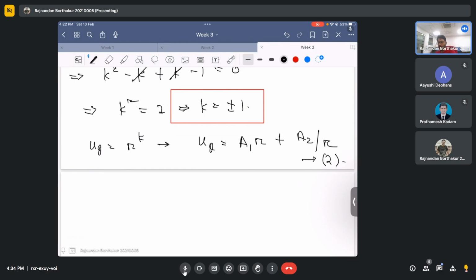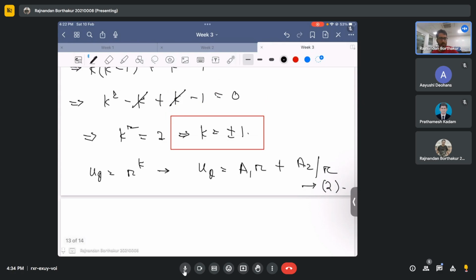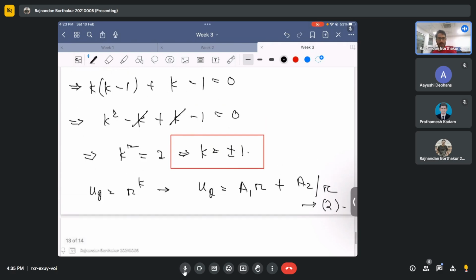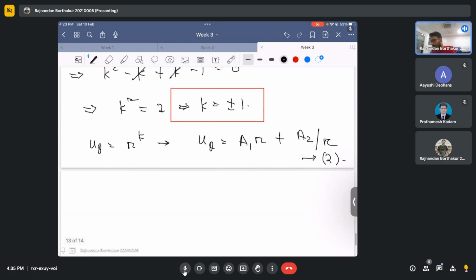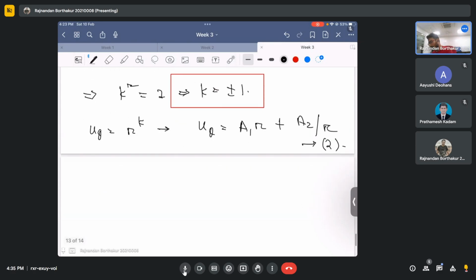So did you understand how we solve the equidimensional equation? Or do you have any doubts? I would wait here for 1 or 2 minutes. If you have any doubts, you can point them out. All right, I believe you don't have any doubts. So now tell me, how do we get this A1 or A2?